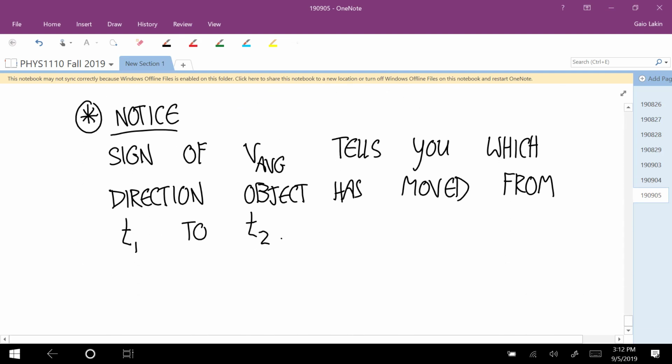Okay, anybody have any questions about that? All right, well, let's stop there, and on whatever day, Tuesday, we'll use this idea to define what we really care about, which is instantaneous velocity.